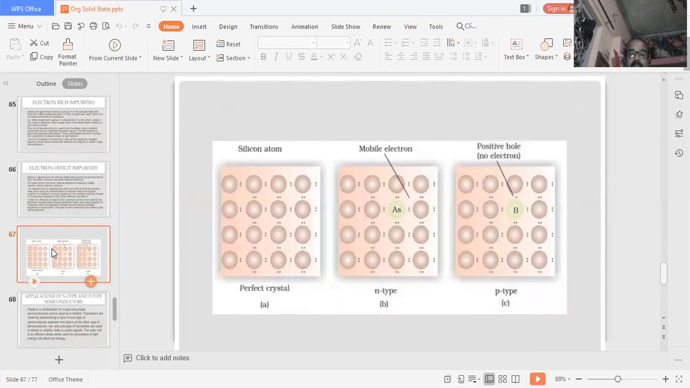So here, the first structure, structure A, is a perfect crystal of silicon atoms, and the second is mobile electrons, n-type semiconductor. And this is boron, which means a positive hole, no electron. So this is the p-type semiconductor.